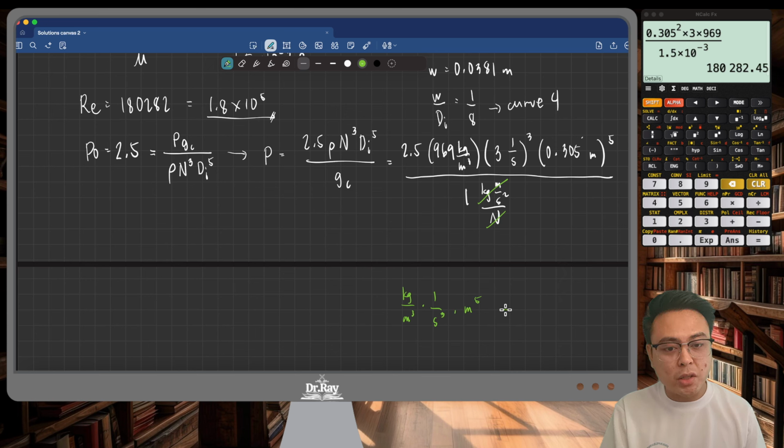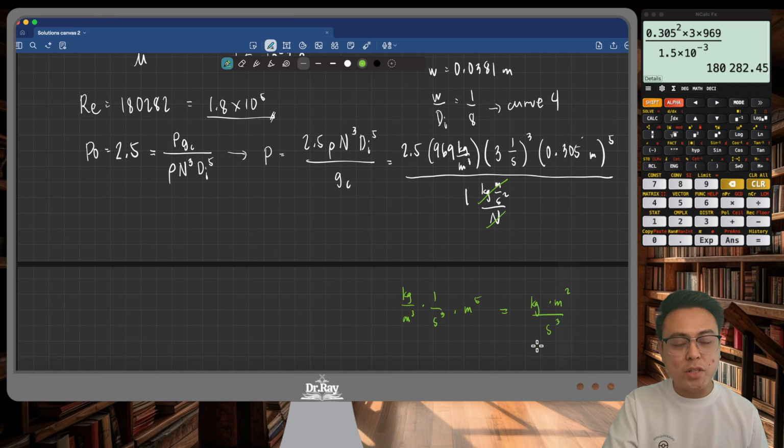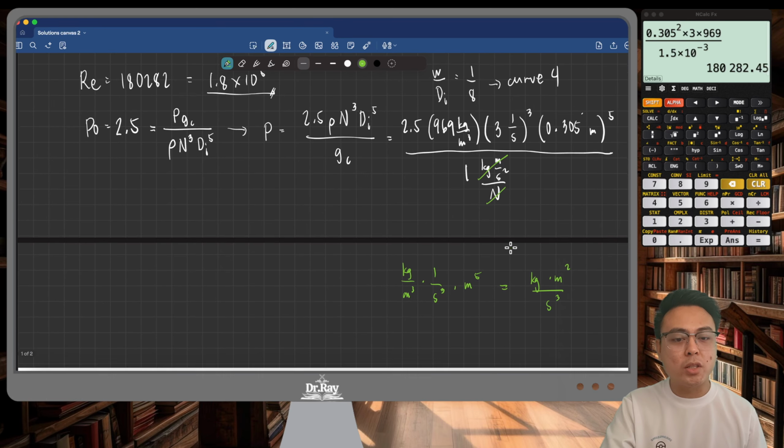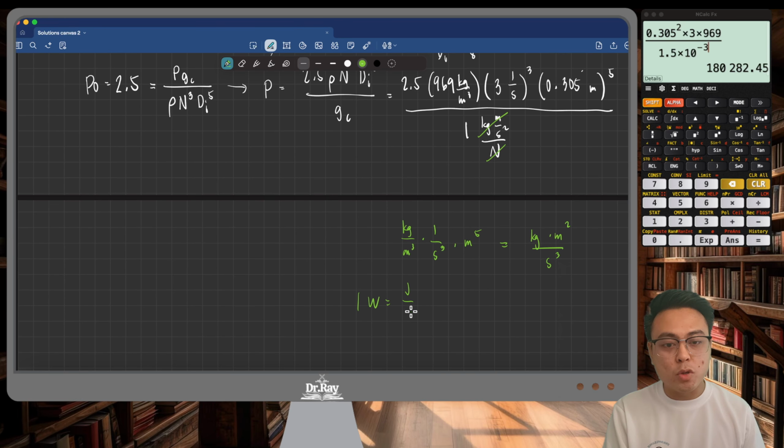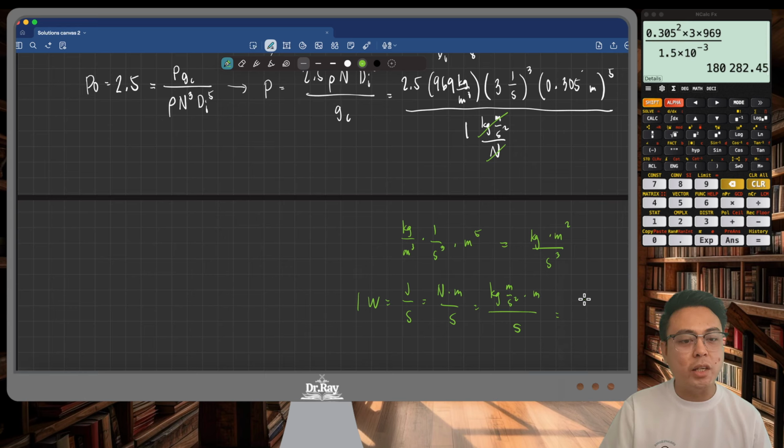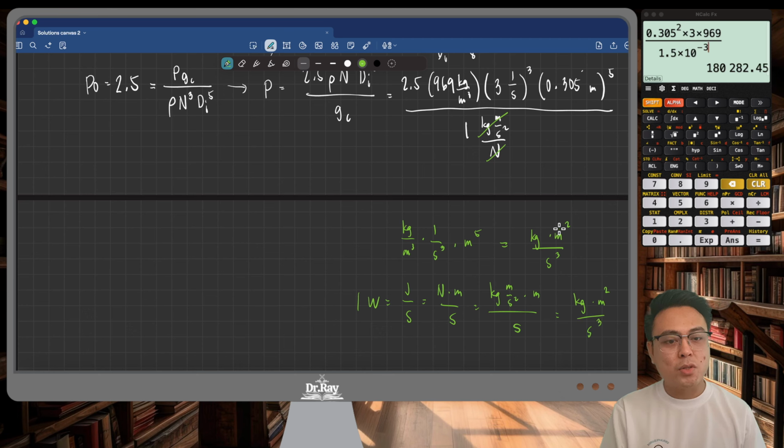If you simplify this, this will become kilogram square meter per second cubed. And if we simplify this, this has to become watts. So 1 watt is 1 joule per second. Joule is Newton meter. Newton is kilogram meter per second squared, meter per second. And as you can see, this simplifies to kilogram square meter per second cubed. So this collection of units right here is equivalent to watts or joules per second.